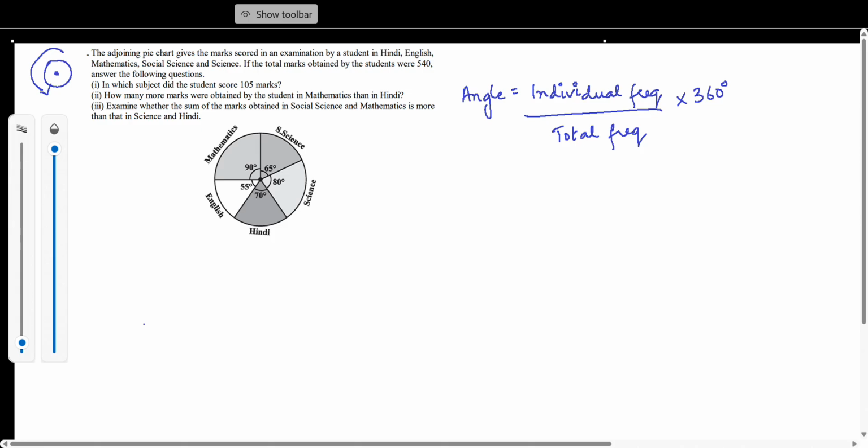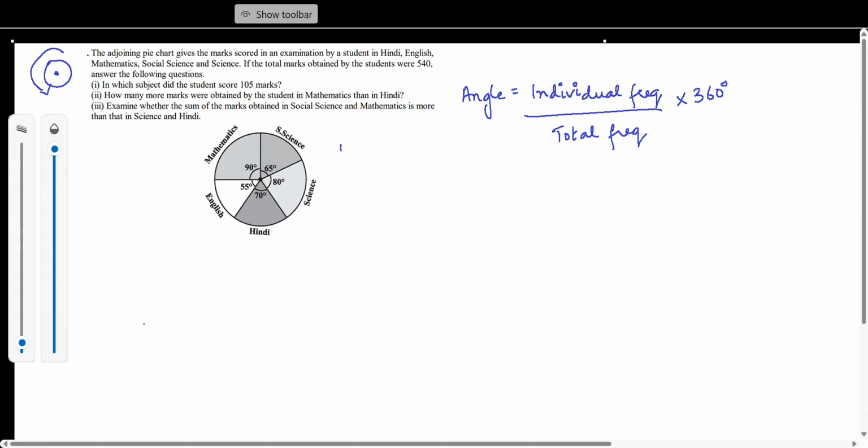Individual frequency by total frequency shows the fraction of that particular data item in the entire thing. Here we have subjects. So what is the fraction of math of the total? How much is science of the total, the proportion of it? So that fraction into the total 360 would automatically give the angle for that appropriate subject. Since the questions here are mixed, all the angles are given, it is good to determine all the marks and keep it so that we can check what is being asked and we have all the data ready. We can just pick it up and put it here.